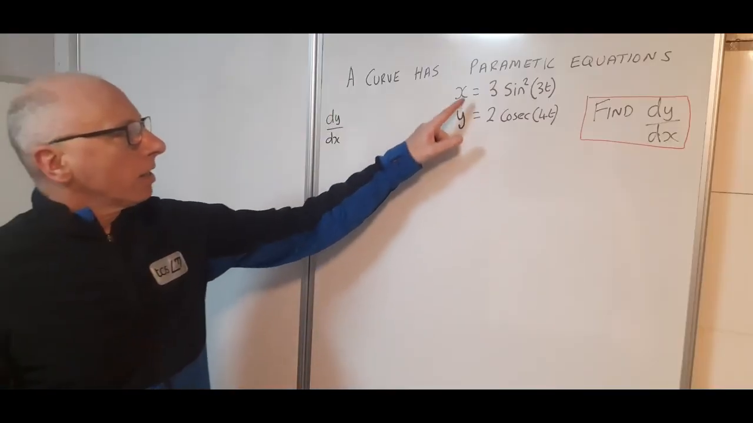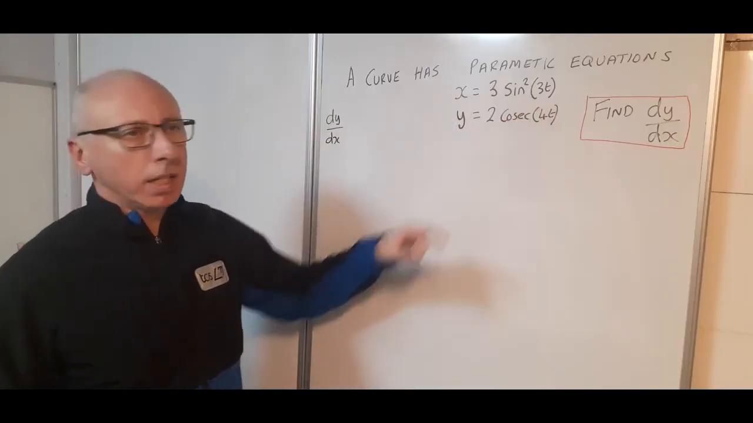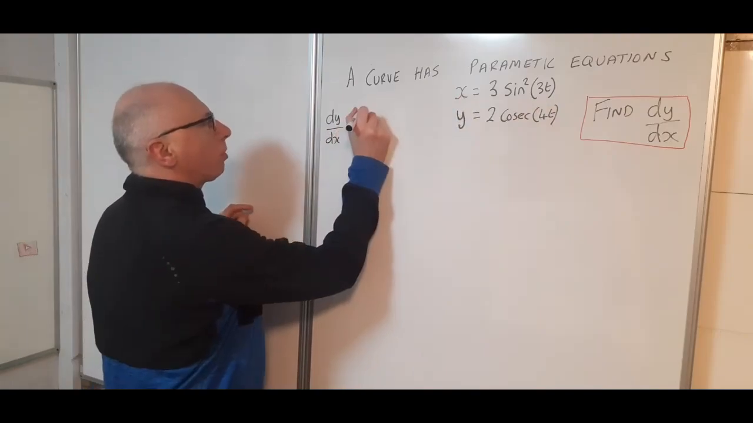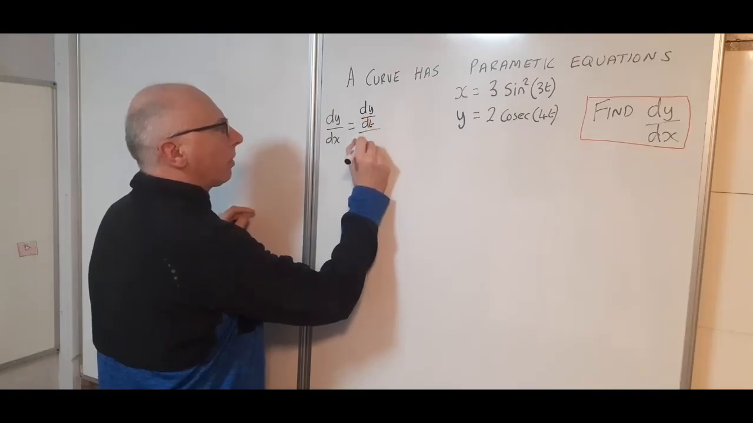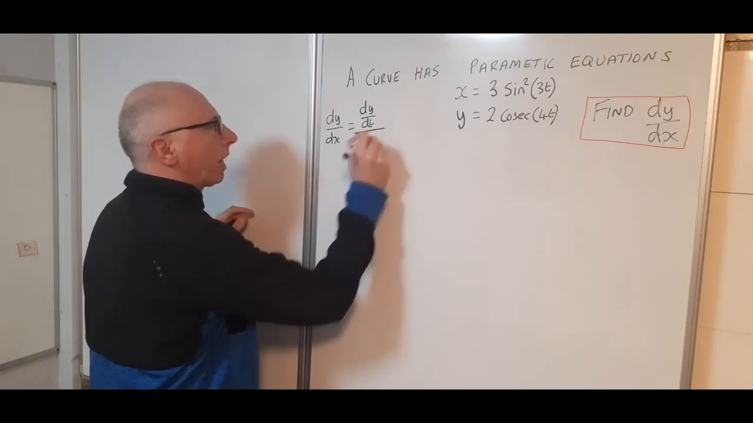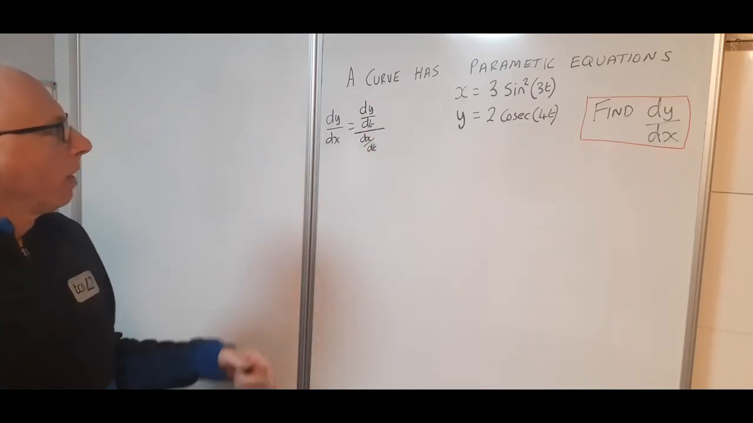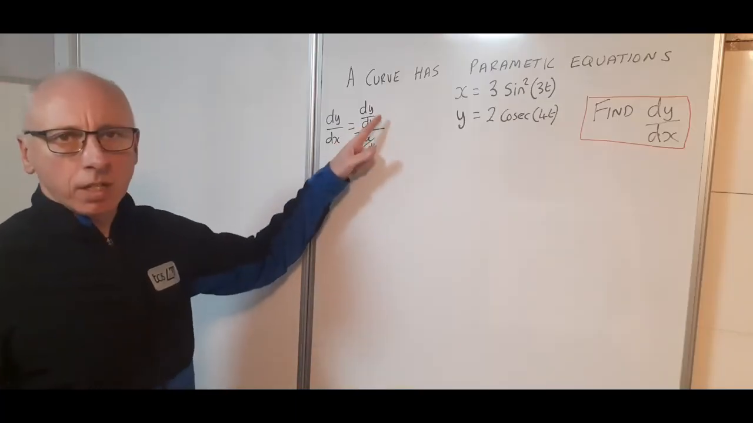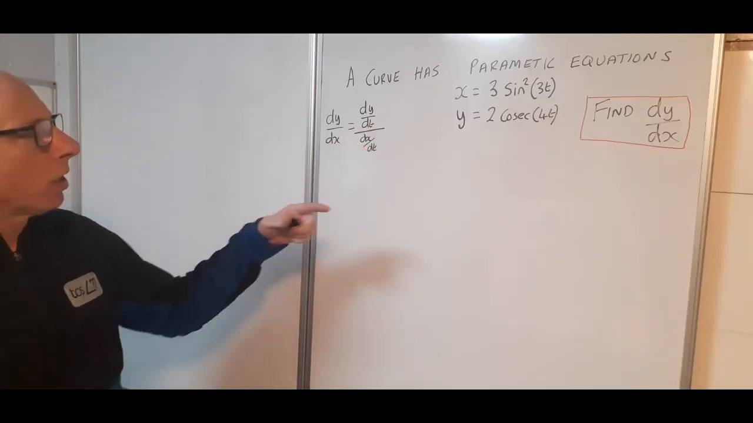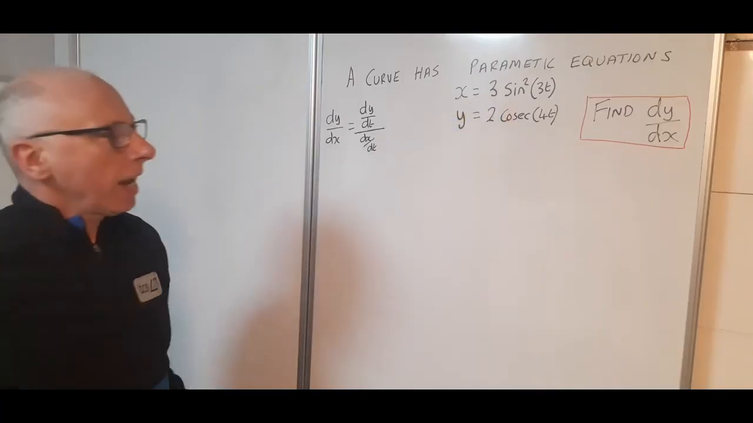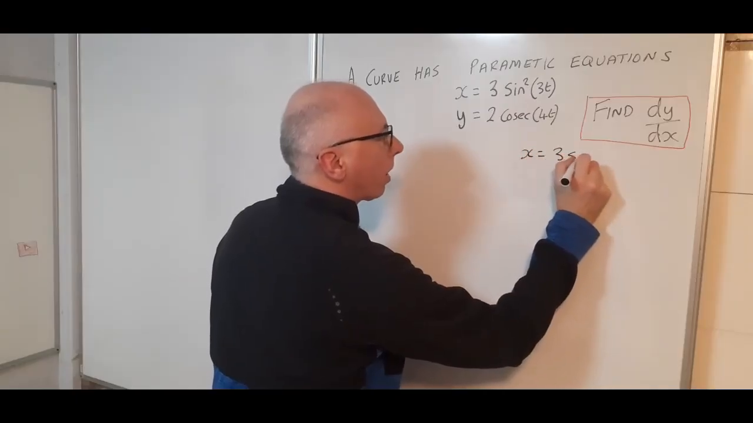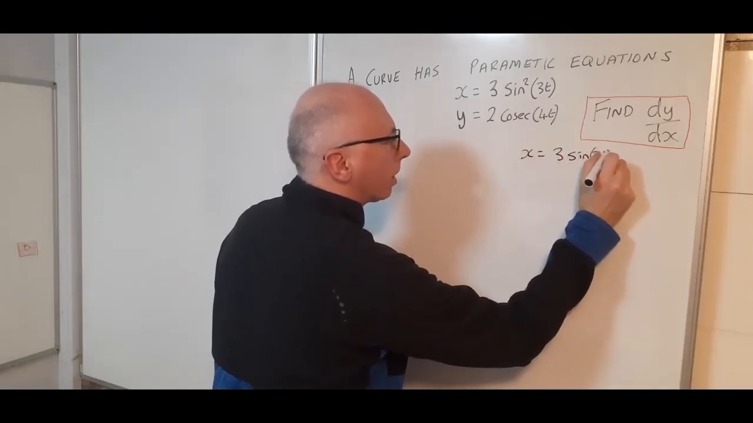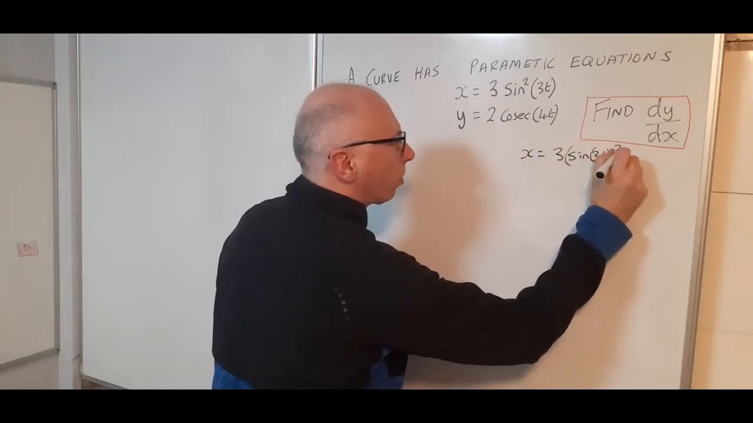Now we've got our x's and our y's here in terms of t. So the equivalent of this will be dy/dt divided by dx/dt. That's kind of our building blocks. So if we get our derivatives each and then set them up into a fraction, we'll be good to go. So let's have a look at this x first. So x equals 3 sine 3t, and then this is all squared.